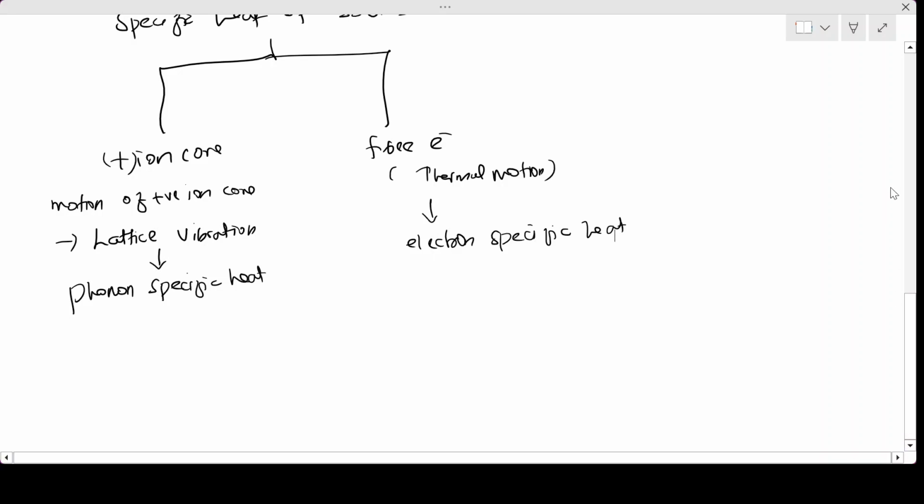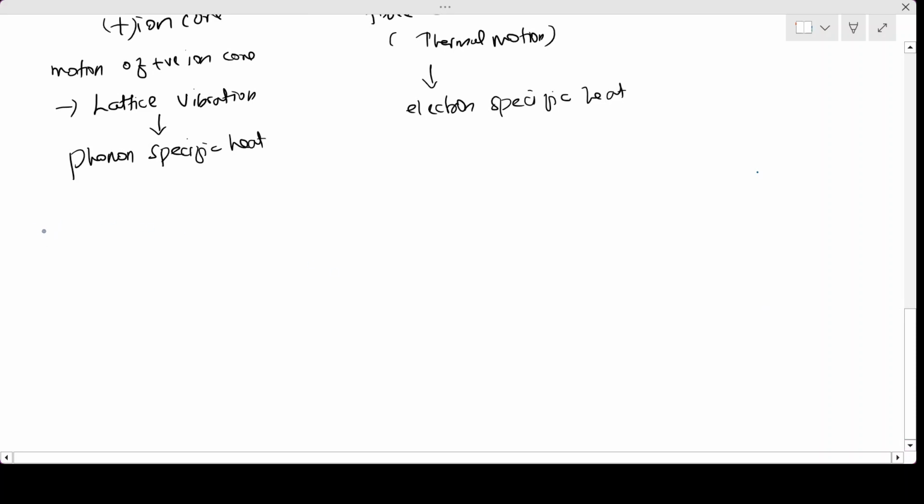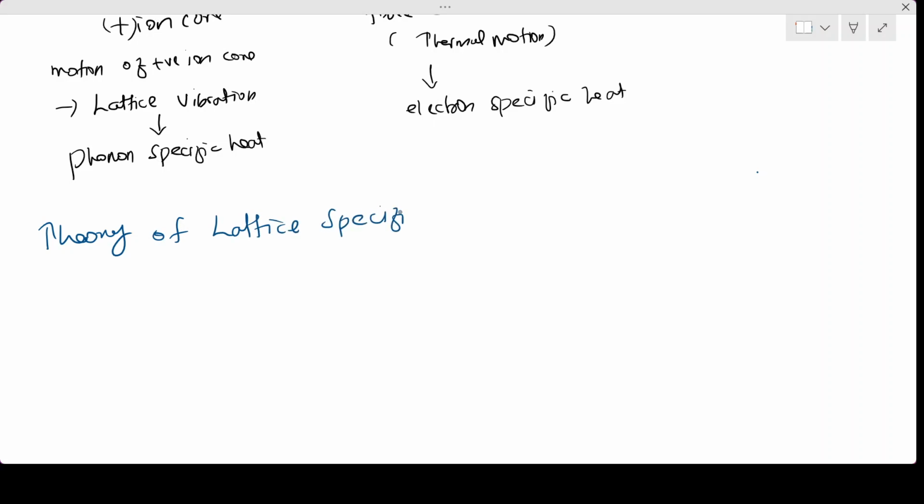Now we will be addressing the different theories of specific heat. There will be two contributions, so firstly we'll address the contribution from the lattice. We have a couple of theories, the theory of lattice specific heat or phonon specific heat.